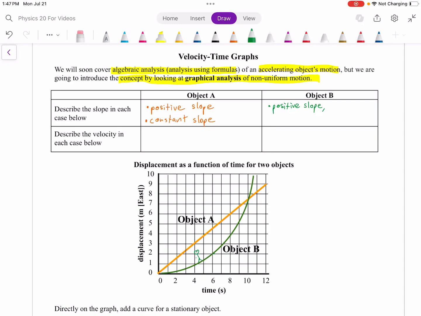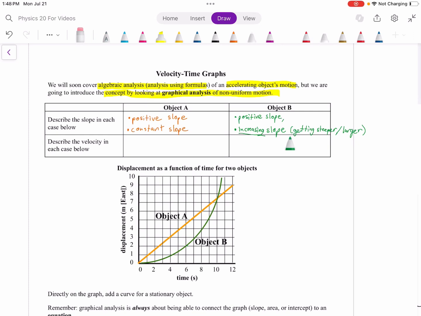If you imagine walking along this hill, it's getting steeper and steeper and steeper. This hill is getting harder and harder to climb. So we could say our slope is getting steeper or larger, and it's in the positive direction. The rise over run is getting bigger and bigger, though it always remains positive.